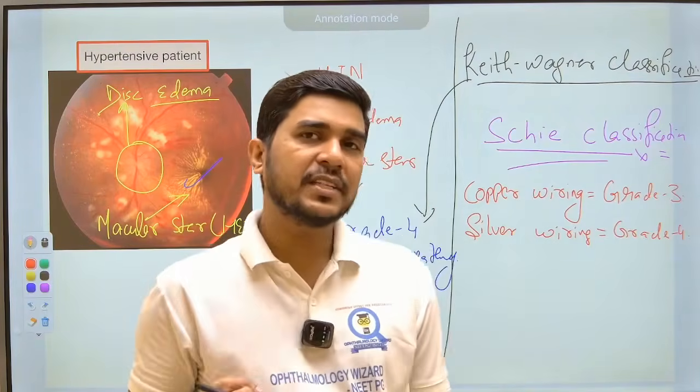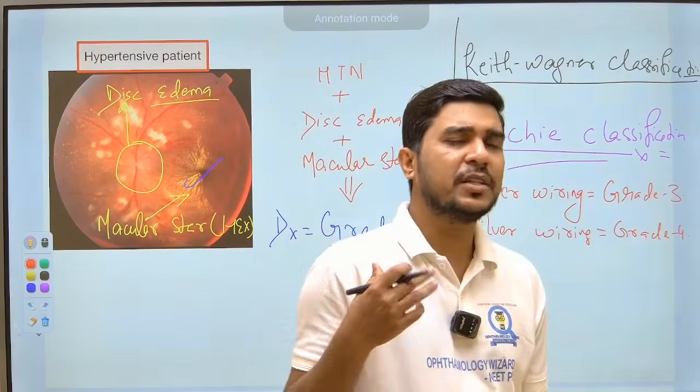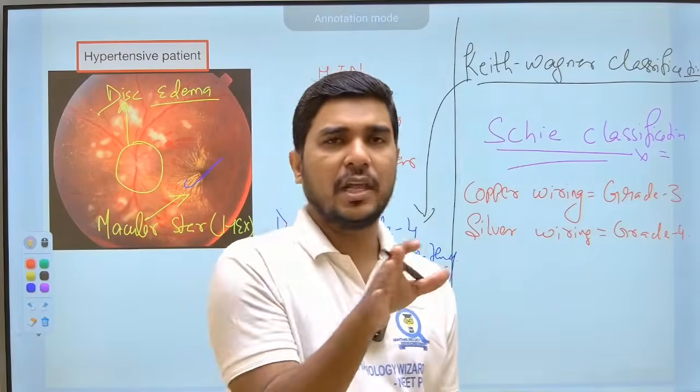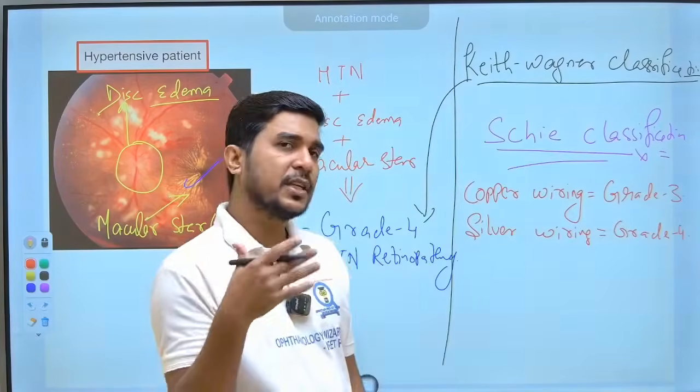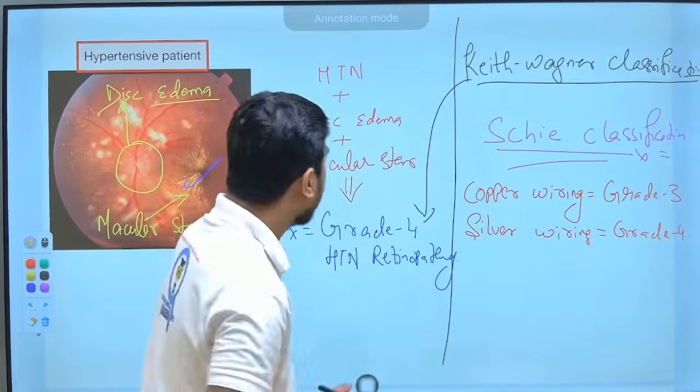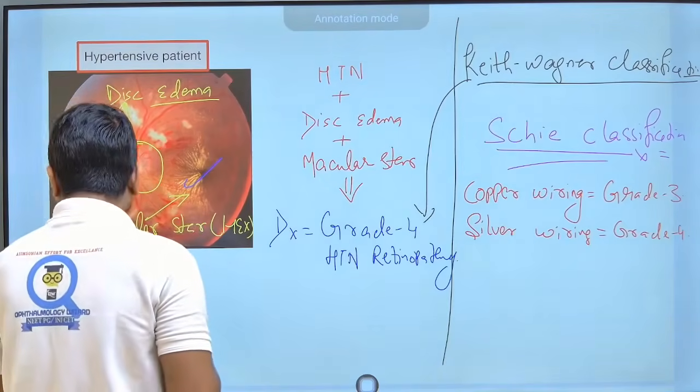There are so many things like Salus sign, Gunn sign, and Bonnet sign. They also have to be discussed under this hypertensive retinopathy, but this is beyond the level of this lecture. We will be discussing all these things later. Okay, so this is about hypertensive retinopathy. Understood?